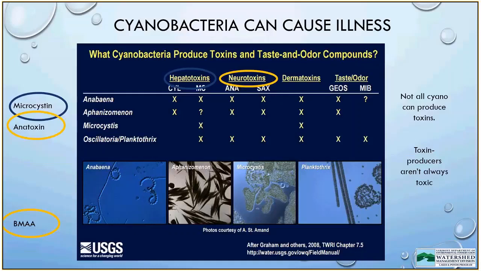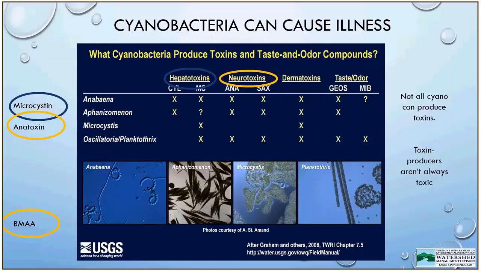Anatoxin has been detected occasionally in Vermont. Dermatoxins affect the skin. They can cause things like skin irritation and rashes. And finally, cyanobacteria are also known to cause taste and odor problems. So drinking water operators have been paying attention to them for many years.